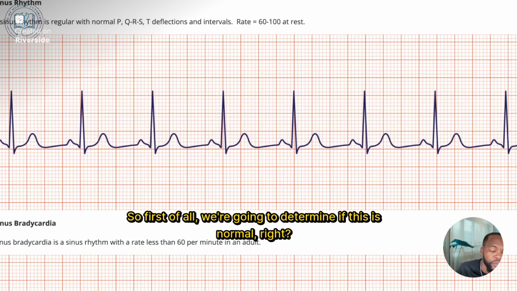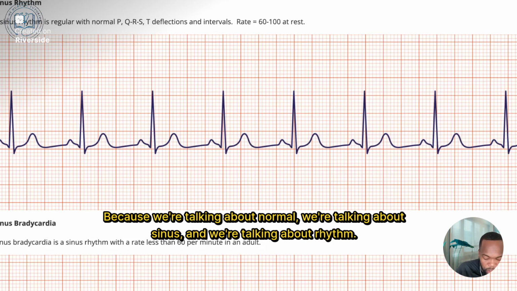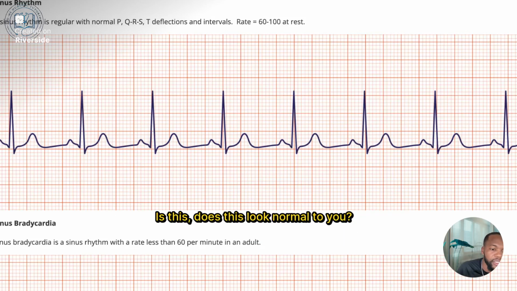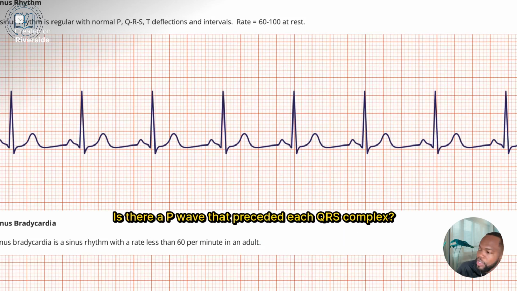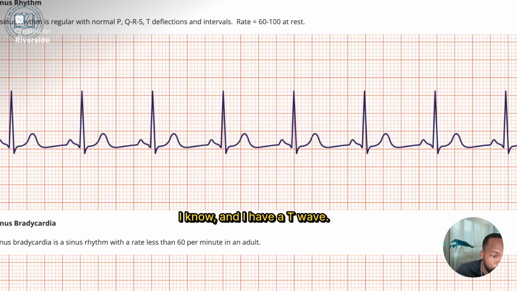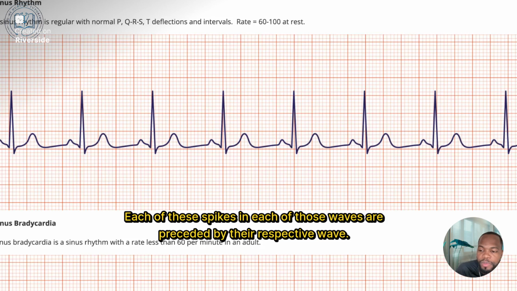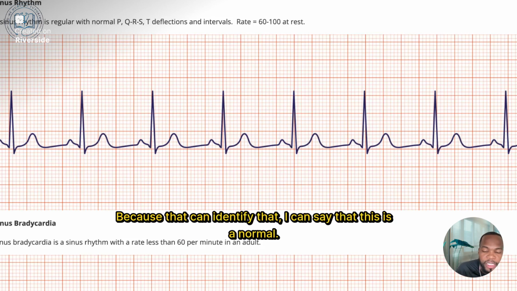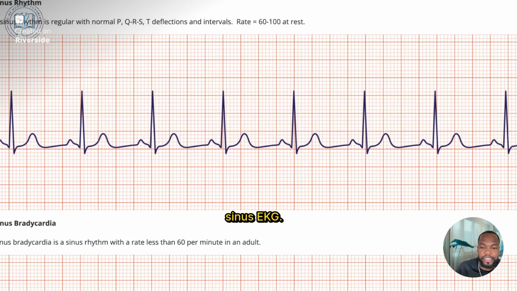So first of all, we're going to determine if this is normal, right? Because we're talking about normal, we're talking about sinus, and we're talking about rhythm. Does this look normal to you? Is there a P wave that precedes each QRS complex? I know I have a P wave here, and I know I have a QRS complex here, and I have a T wave. Each of these spikes and each of those waves are preceded by their respective wave. Because I can identify that, I can say that this is a normal EKG.